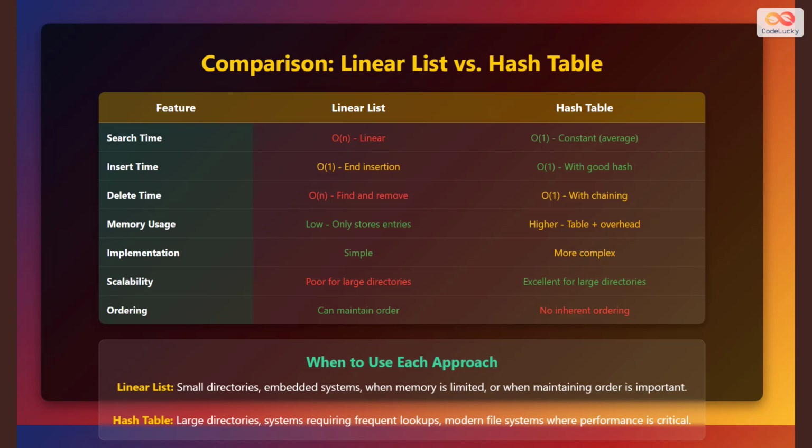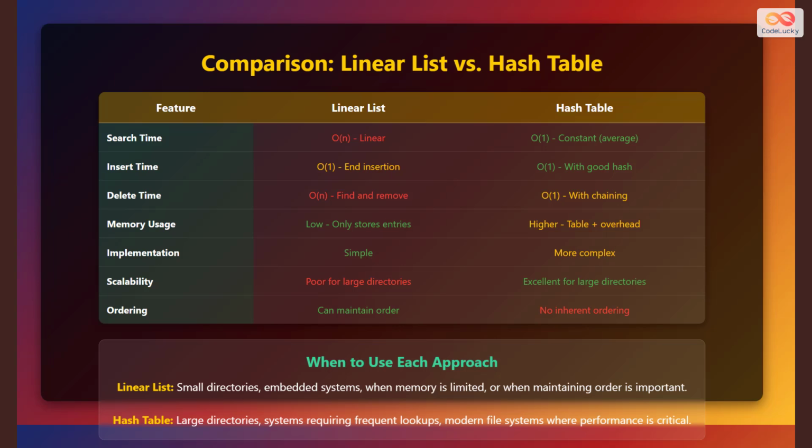Let's compare linear lists and hash tables. For search time, linear list has a poor performance of O(n), while hash table has a good performance of O(1) on average. For insert time, linear list has a moderate performance of O(1) for end insertion, while hash table has a good performance of O(1) with a good hash function. For delete time, linear list has a poor performance of O(n) for finding and removing, while hash table has a moderate performance of O(1) with chaining.